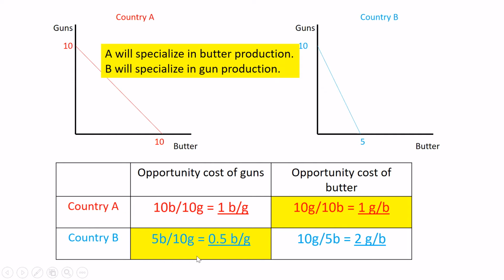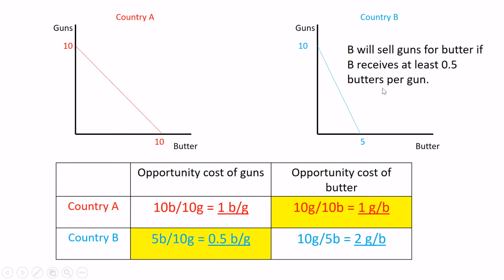For country B, if B is going to sell guns to country A, B requires that they receive at least half a butter per gun. If the price were any lower, B could just make their own and have a better deal. But as long as you pay them at least their cost, they're willing to sell.